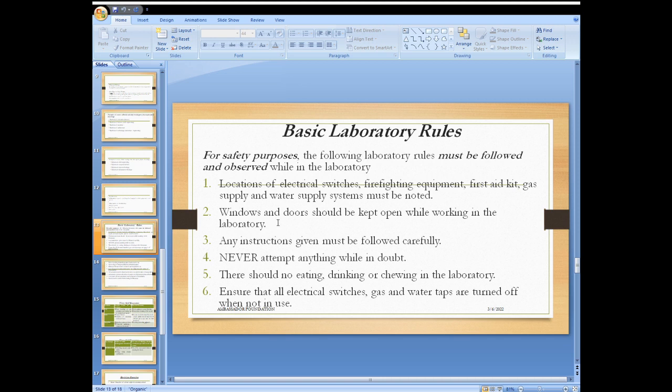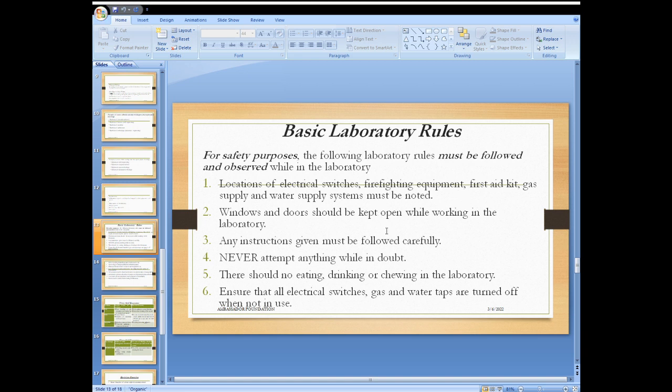Most of the accidents occur in the lab because of carelessness. Not of the teachers. Teachers are not careless. It is because of the carelessness of the students. Don't quote me wrongly. So now, these are some of the rules. Locations of the electrical switches, firefighting equipment, first aid kit, gas supply, and water system must be noted.